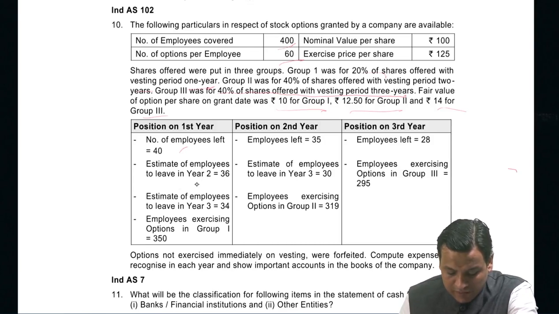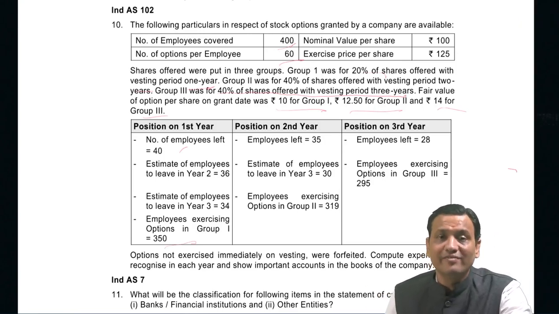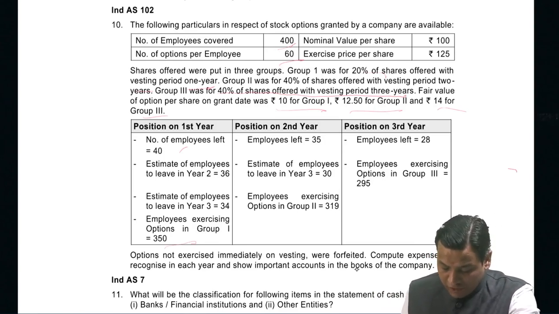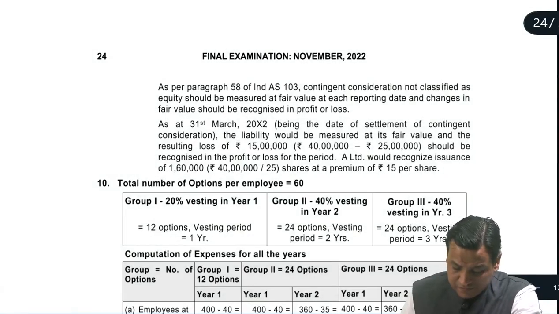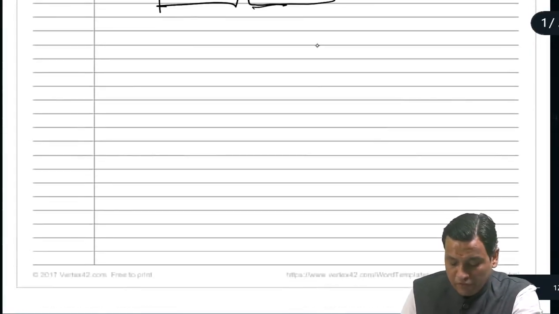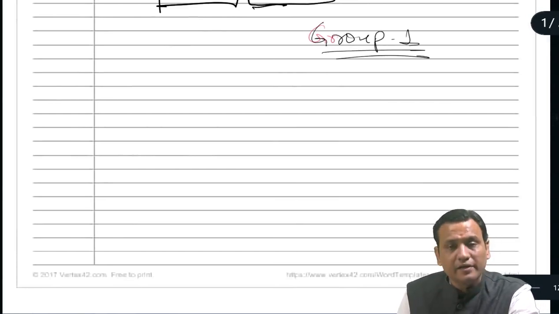Estimated number of employees expected to leave in year 2 is 36. Estimated number of employees expected to leave in year 3 is 34. Employees exercising the option in group 1 is 350. So on 360 employees, the options will be vested, but the exercise is happening only by 350. Options not exercised immediately on vesting were forfeited. Compute the expense to be recognized in each year. Now friends, this is very simple stuff. I would say you just need to prepare for group 1, group 2 and group 3 separately.